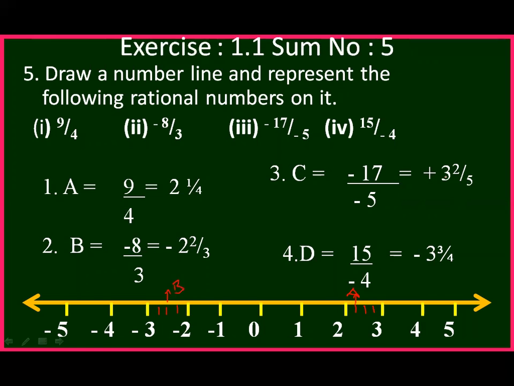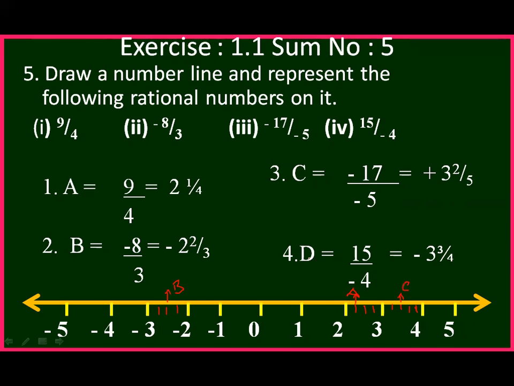Now C is plus 3, 2 by 5. So it's between 3 and 4, and 3 and 4 should be divided into 5 parts. So 1, 2, 3, 4 and the fifth part is the line 4 itself. And the second part is the location. So here I mark for C.